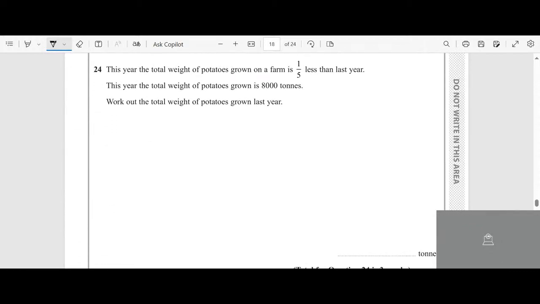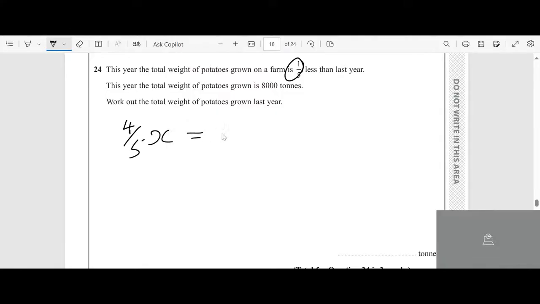Question 24. This year, the total weight of potatoes grown on a farm is a quarter less than last year. A fifth, not a quarter, a fifth less than last year. So it means that whatever was last year, which is X, a fifth less means 4 out of 5. So what was produced this year, the total weight of potatoes grown, is this.